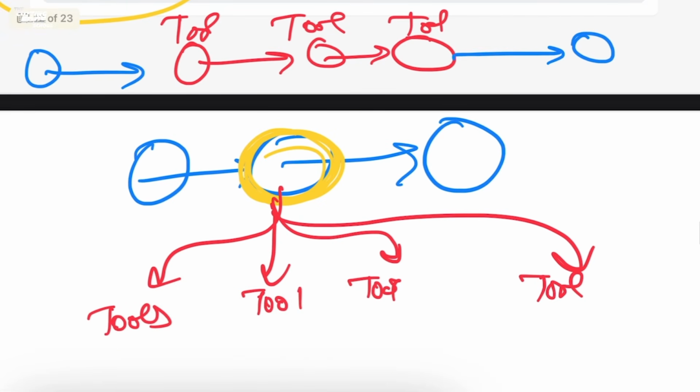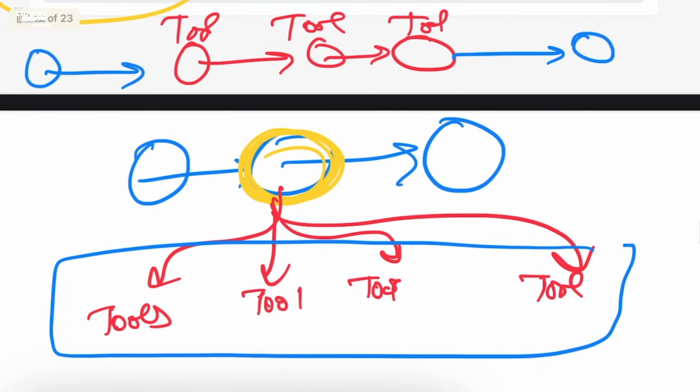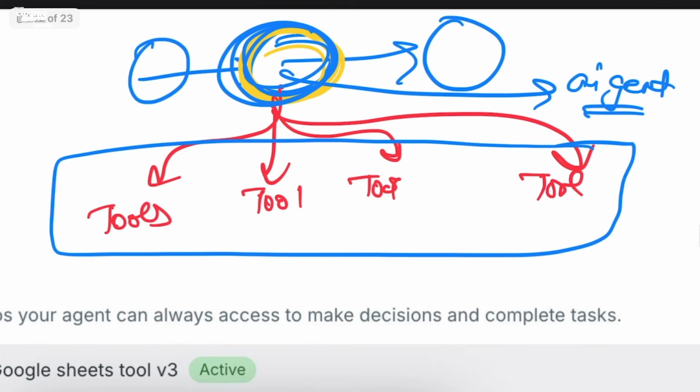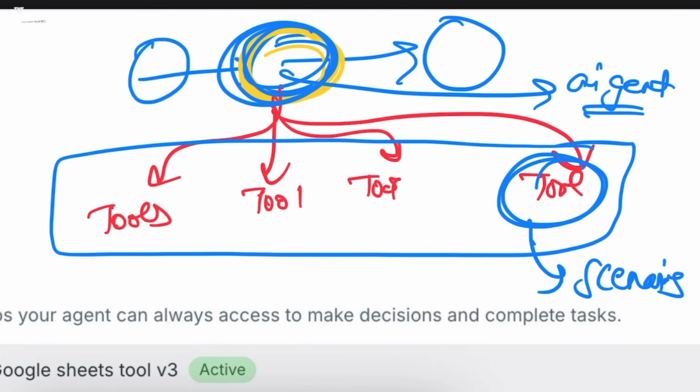They said that we will take all of these tools and package them together in one single module. And now this module is called AI agent. And the beauty of this is that these tools are also scenarios. So are you understanding what's happening? Let me explain this one more time.